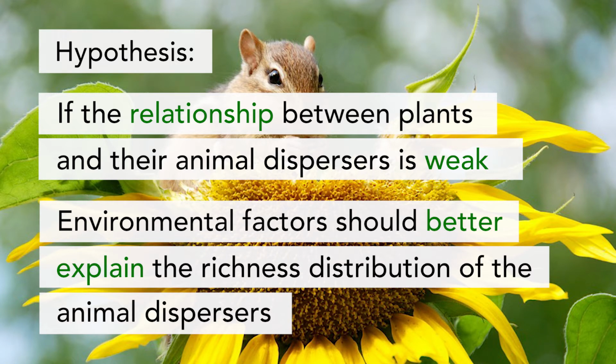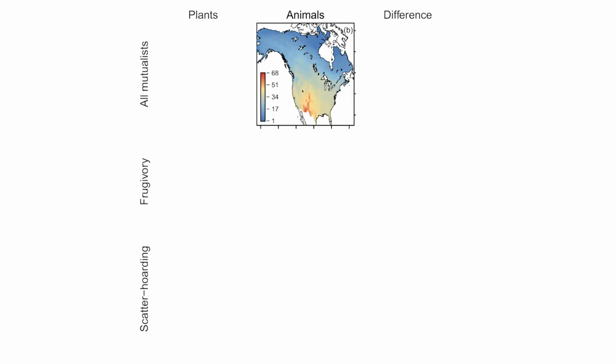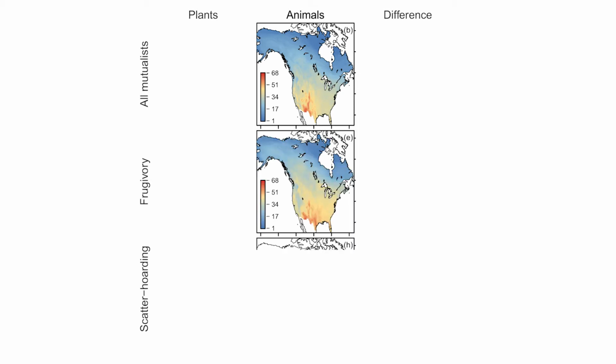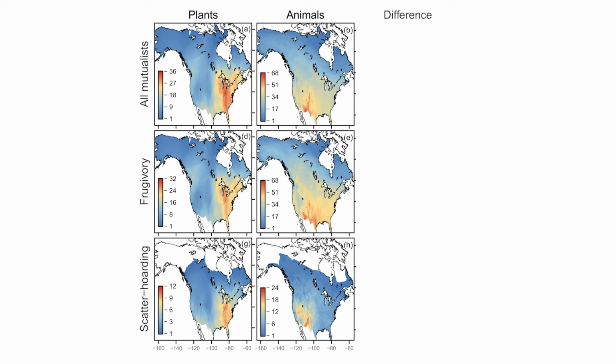To test these hypotheses, we cataloged and plotted the distribution of every known bird and mammal in the United States and Canada that disperse seeds via frugivory or scatter hoarding. We then compared the distributions of animals to the plants they disperse from van der Waal and Moore 2016.